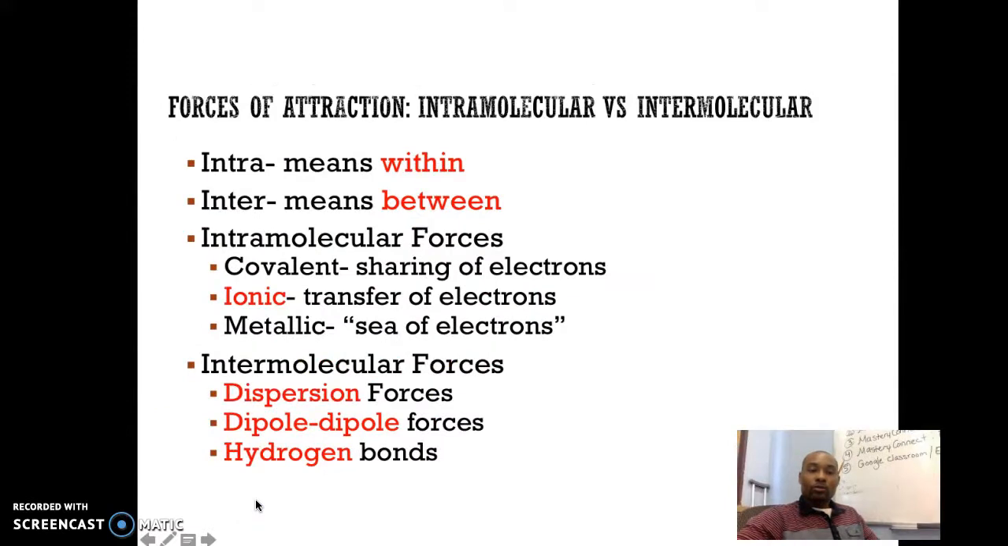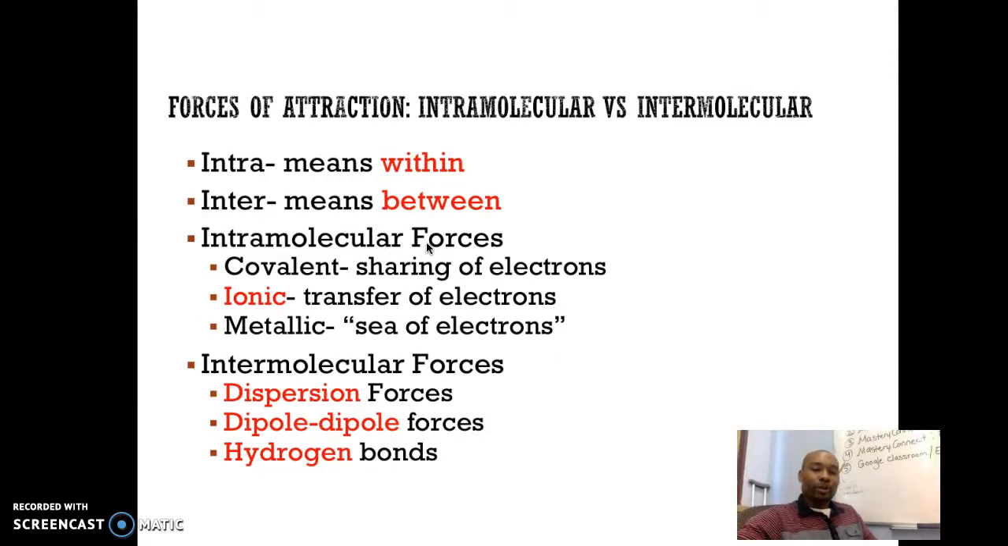Now, you also have to be familiar with certain forces of attraction that exist between molecules and within molecules. The prefix intra means within. The prefix inter means between. So if we're talking about intramolecular forces, we're talking about forces that are within the substance, within the atom.